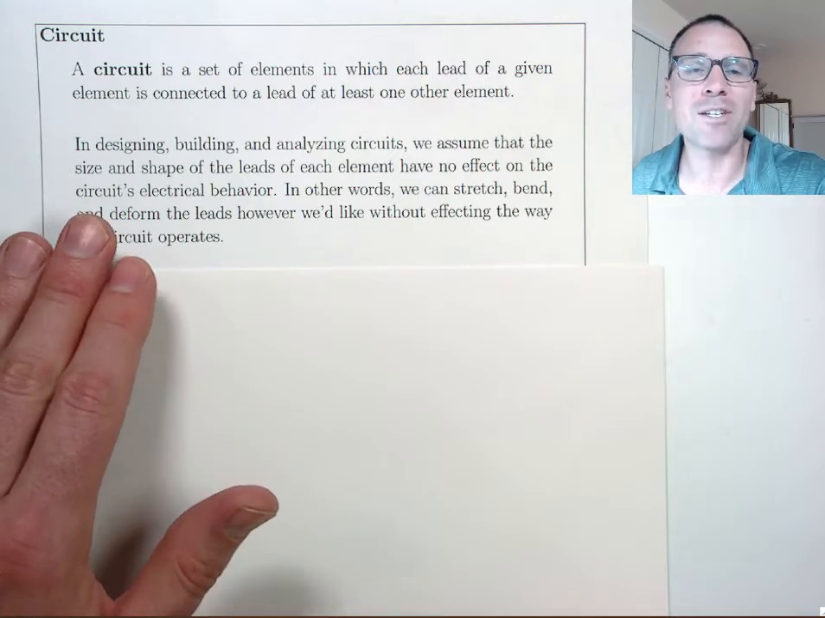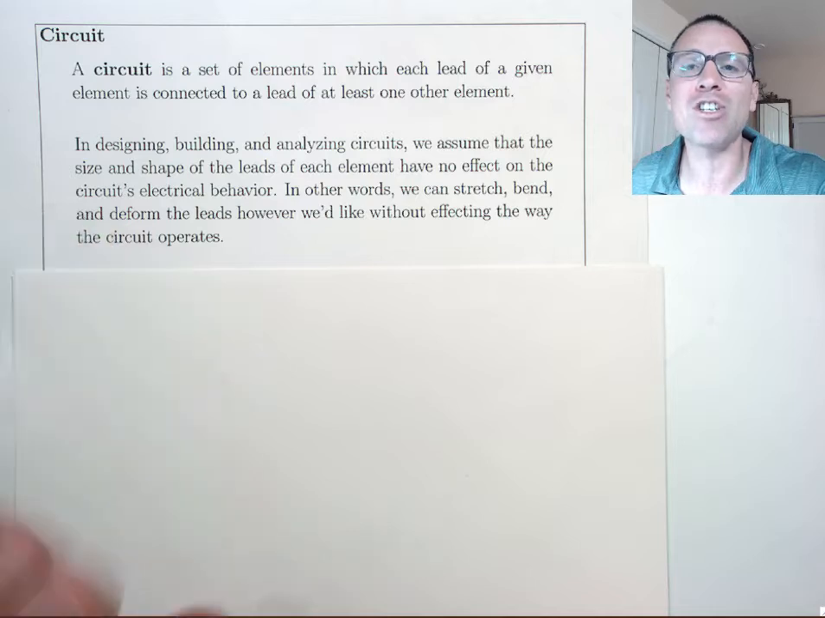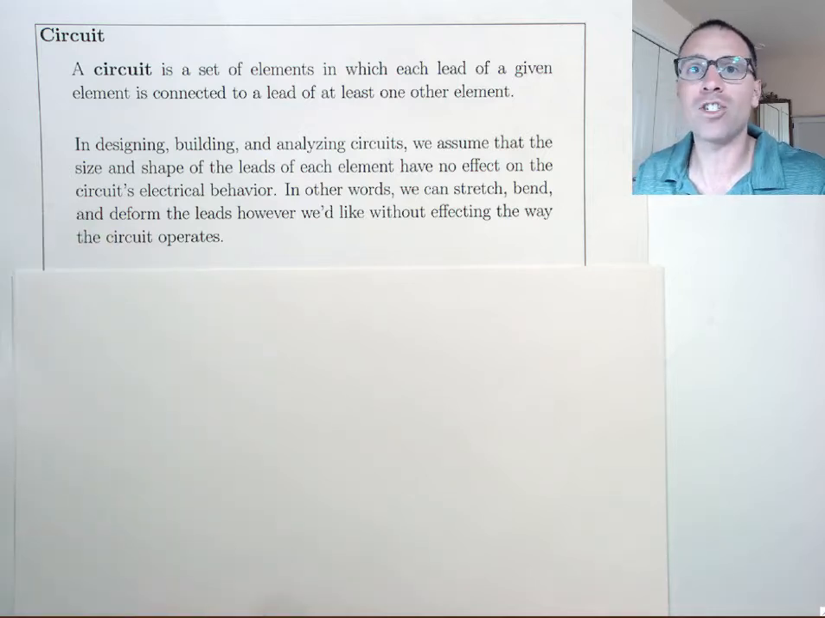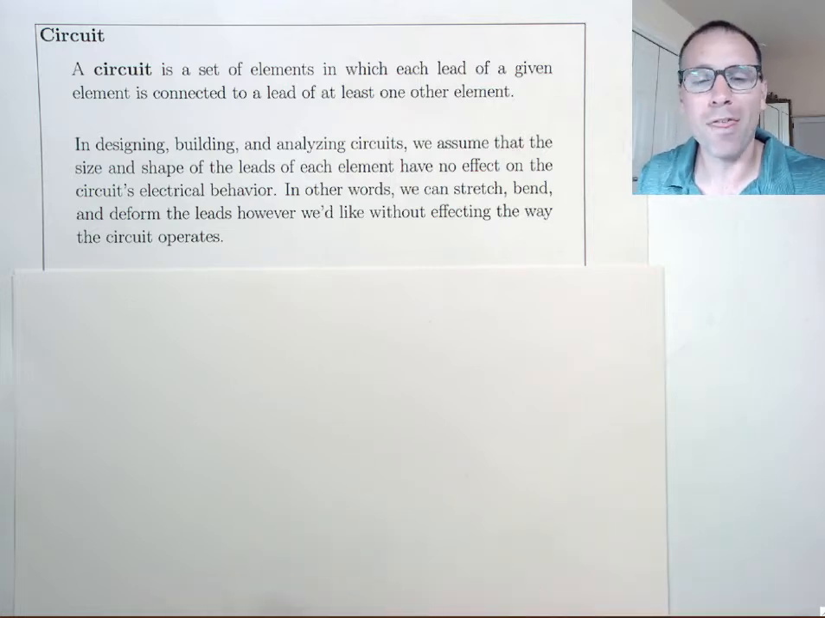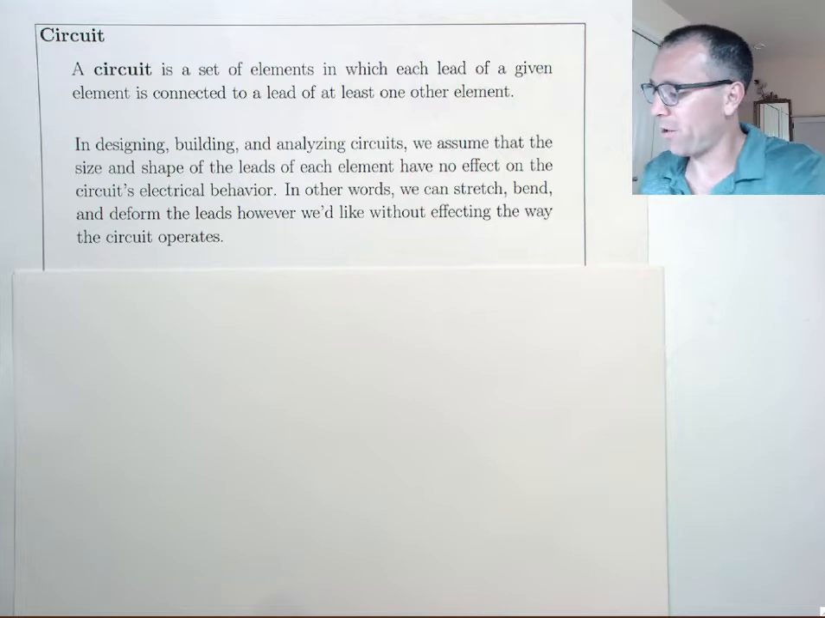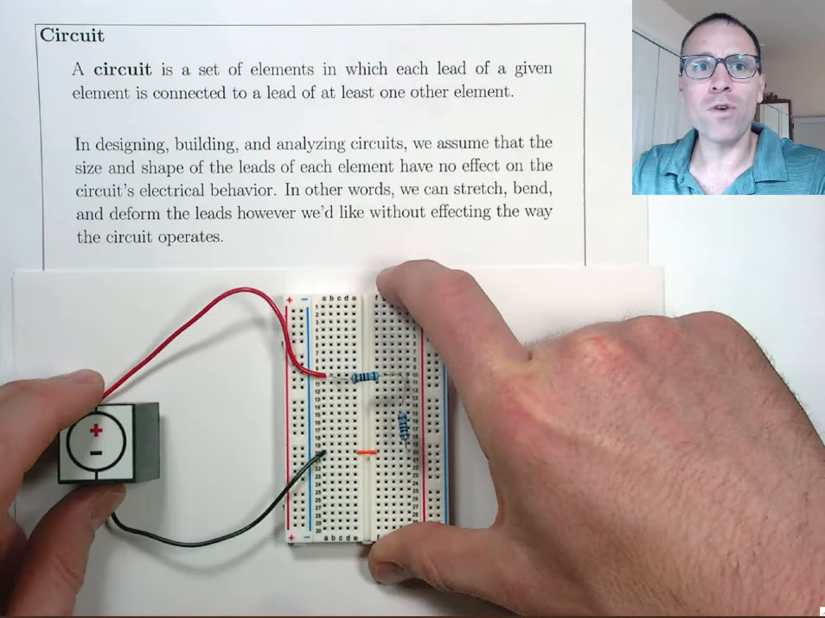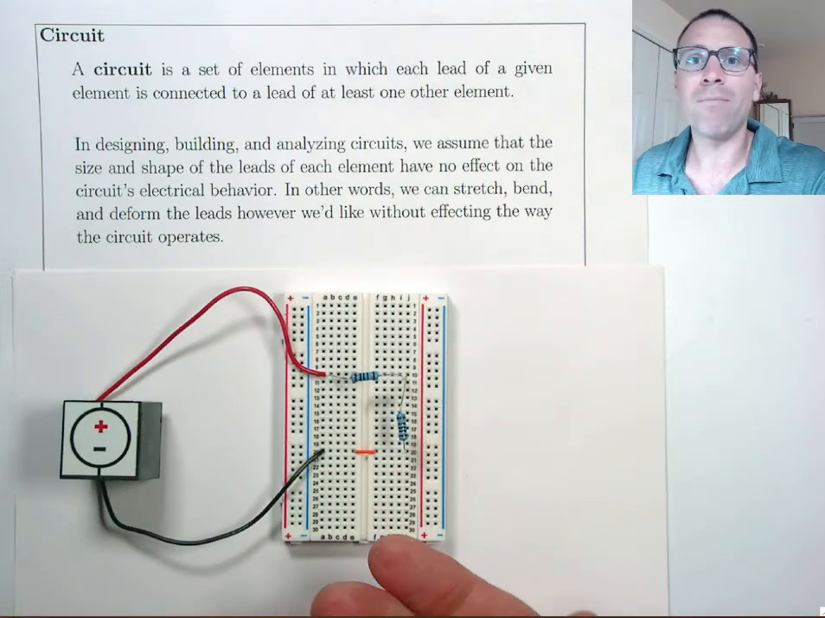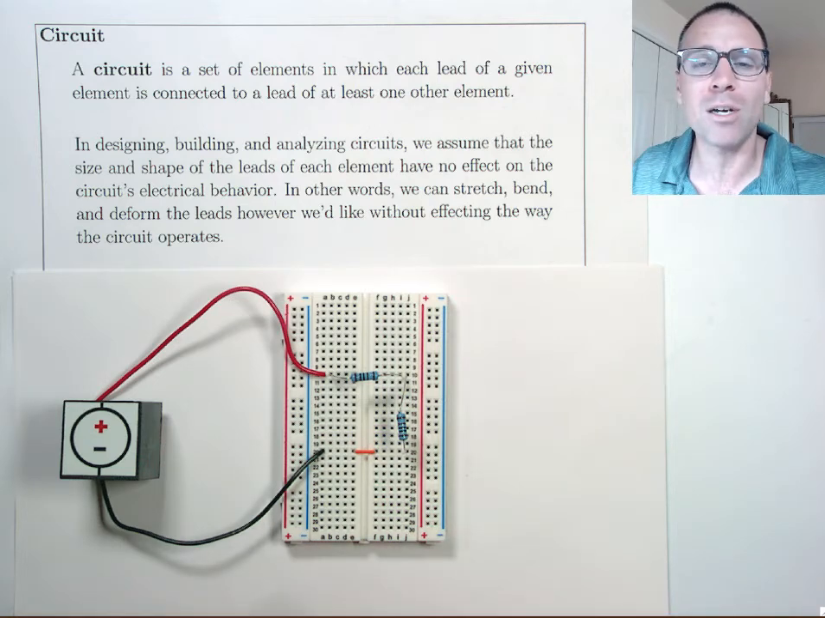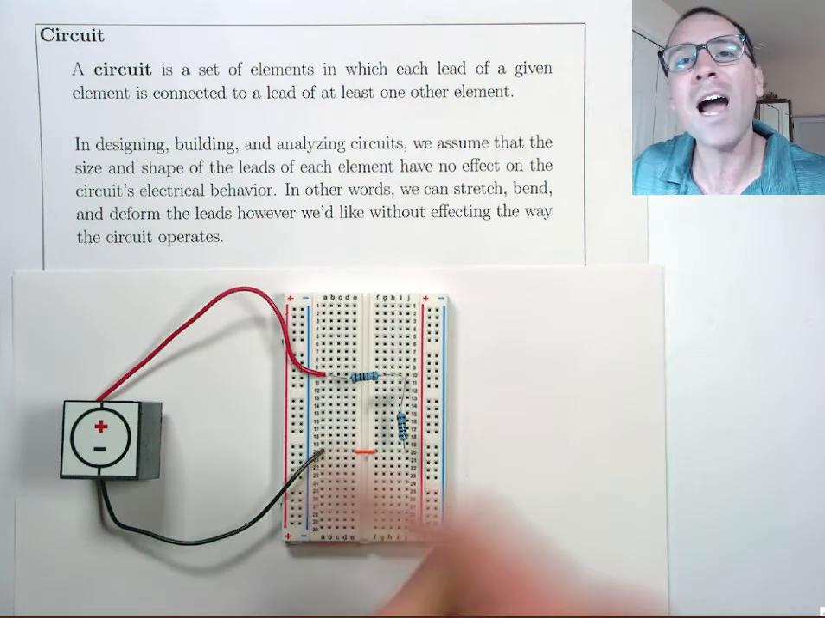One of the fundamental assumptions that we're going to use when we design, build, and analyze circuits is that the size and shape of the leads has no effect on the electrical behavior of the actual circuit. This means we can stretch, deform, bend, do whatever we would like with the wires in our ideal circuit diagram. One of the things that I really love to talk about is not only the mathematical assumptions that we're using to build the ideal models, but why that actually works out.